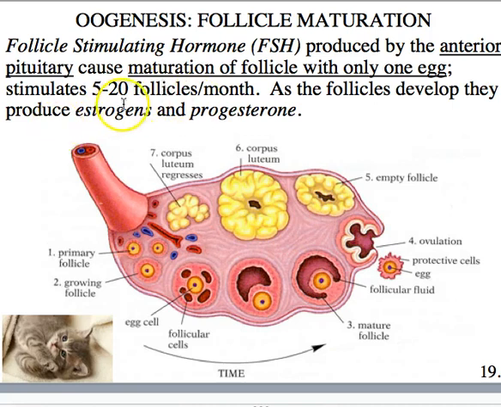It causes 5 to 20 follicles to start developing. Okay, so in males, it's millions of sperm a day. In females, it's 5 to 20 per month. Okay, so then it goes through the cycle.